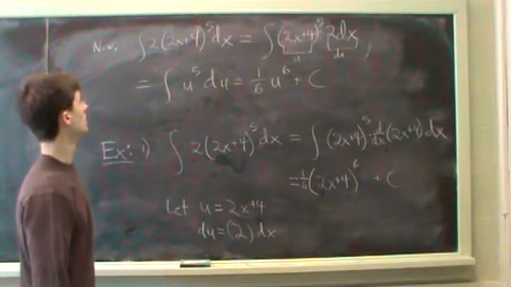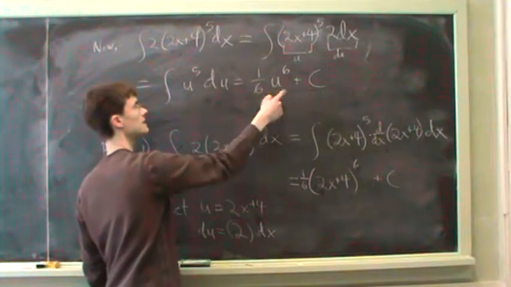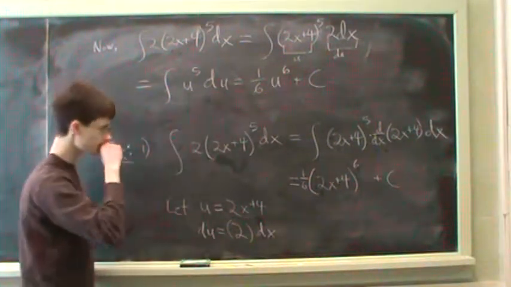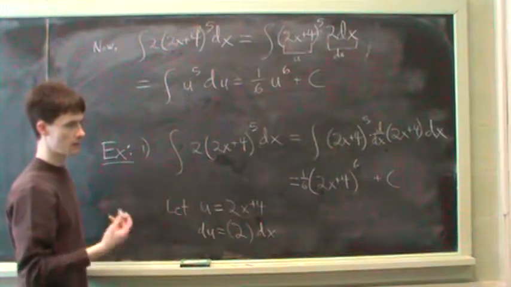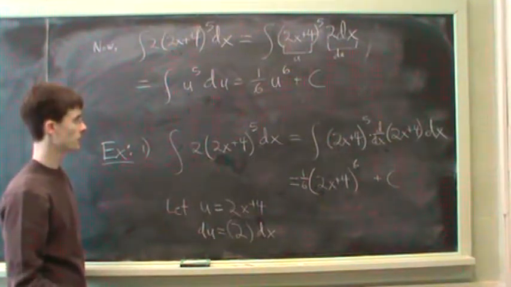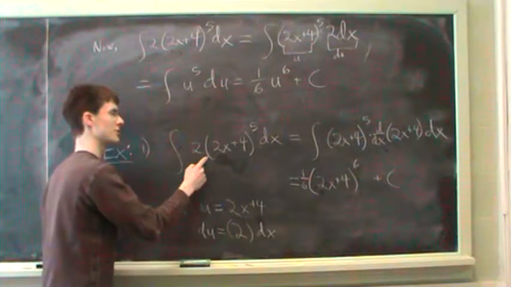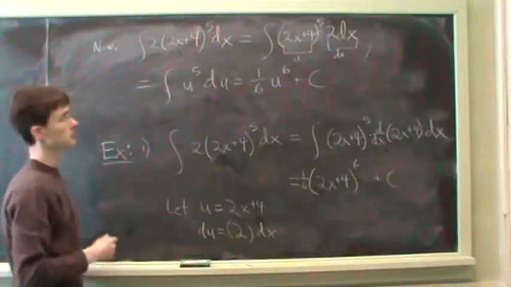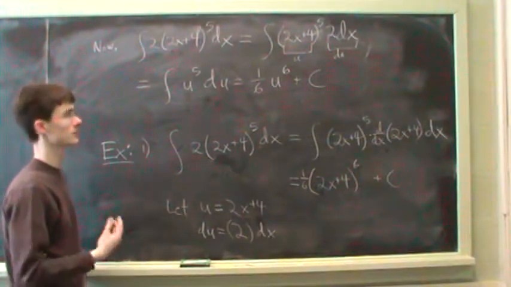Okay, so that is an answer. That is an answer to this integral, the integral of u to the 5th, with respect to u. But that's not what we want. We really want to solve this problem, which is an integral of a function of x with respect to x. So our answer should really be a function of x.